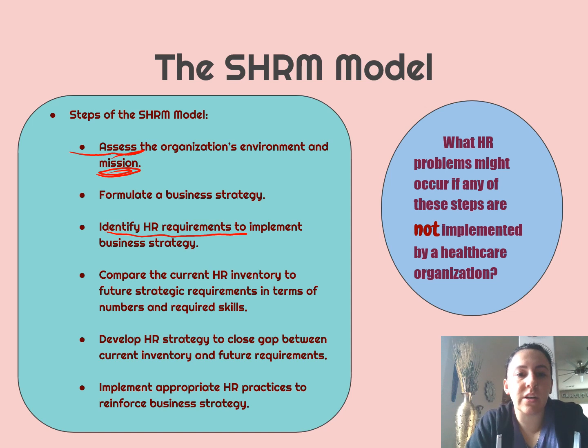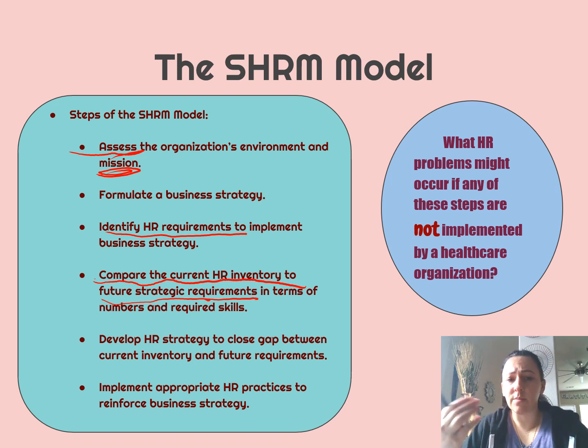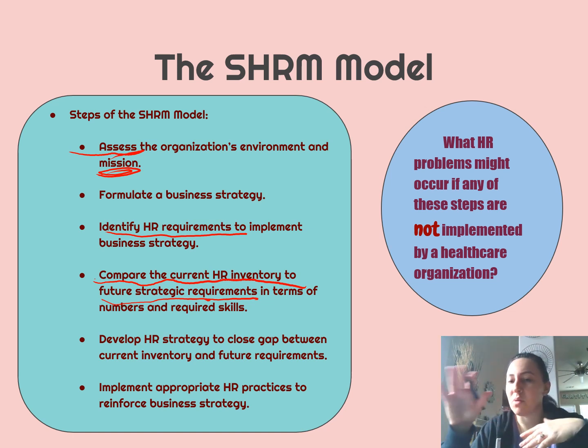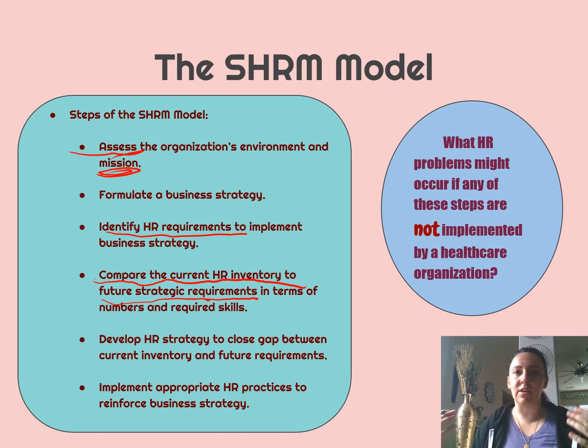Okay, and so next you're going to compare the current HR inventory to the future strategic requirements in terms of numbers and required skills. So what does that even mean? That means that you're going to look at exactly what you already have in terms of your employees and the skills that everyone brings to the table. Just see what you already have, okay? Because you might have everything that you already need to carry out your business strategy, but you might not. So see what you have and then figure out exactly what HR needs to do.